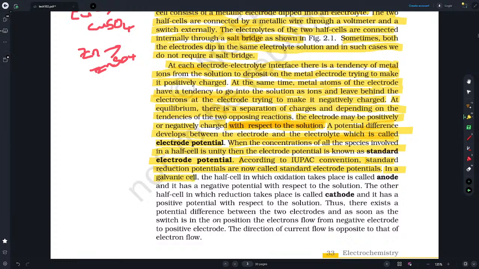In a galvanic cell, the half cell in which oxidation takes place is called anode, and it has negative potential with respect to the solution. The other half cell in which reduction takes place is called cathode, and it has a positive potential with respect to the solution. Thus, there exists potential difference between the two electrodes, and as soon as the switch is on and electrons are let to flow from negative electrode to positive electrode, the direction of the current flow is opposite to that of electron flow.